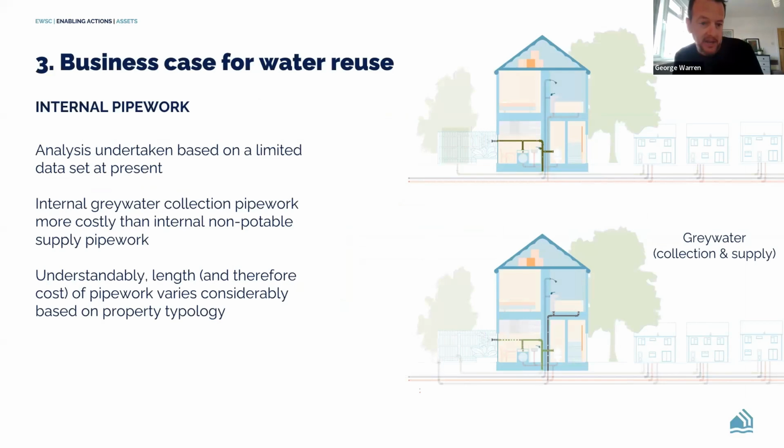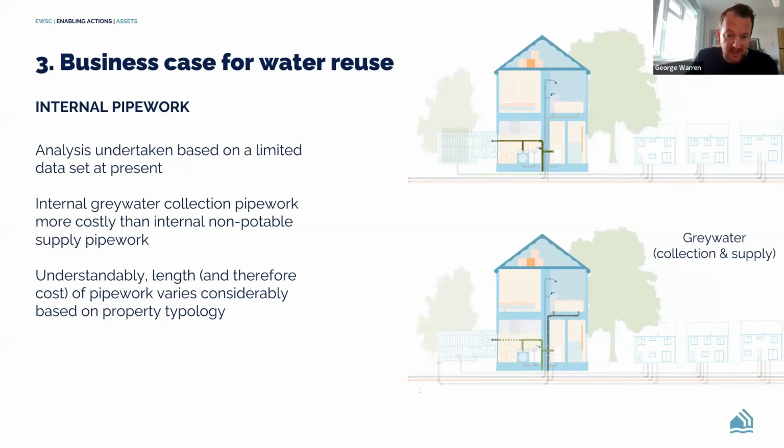And then let's talk about the internal pipework. So we've done the external pipework, we've done treatment, and then you've got the costs associated with internal pipework. The initial analysis is based on a fairly limited data set at the present time, but what we've seen is that internal grey water collection is probably more than the supply piece. But that's understandable, and you can see that almost from the diagrams above, the scale of the additional pipework that may be necessary.